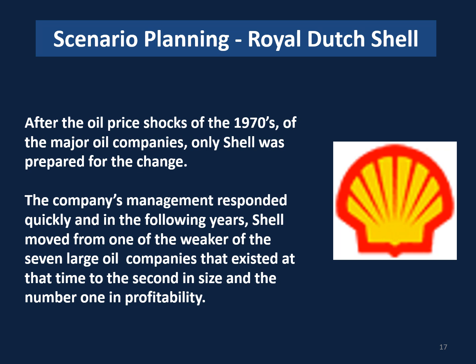After the oil price shocks of the 1970s, of the major oil companies, only Shell was prepared for the change. The company's management responded quickly, and in the following years, Shell moved from one of the weaker of the 7 large oil companies that existed at the time to be the second in size and the number 1 in profitability.